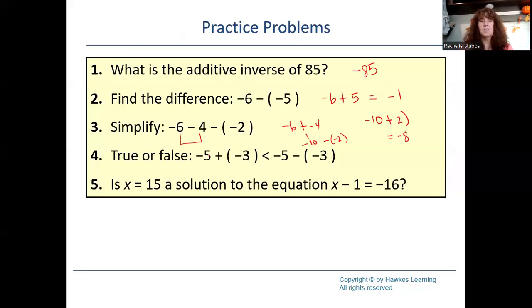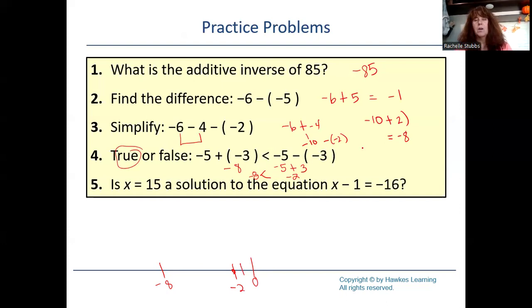Over here, true or false? A negative 5 plus a negative 3, well, I'm just going to say that's a negative 8, is less than a negative 5 minus a negative 3. Well, we need to rewrite this sign. What is a negative 5 plus 3? It's a negative 2, isn't it? Is a negative 8 less than a negative 2? Where does it fall on the number line? Here's 0. Here's a negative 2. And a negative 8's down here somewhere. So negative 8 is less than a negative 2. So yes, this is true.